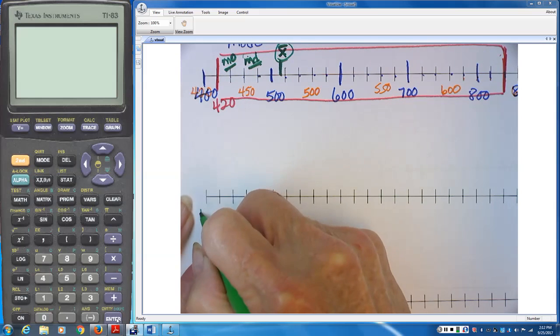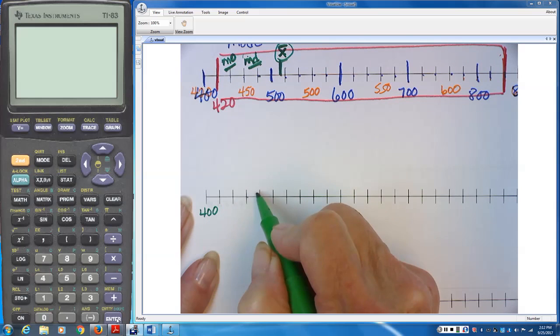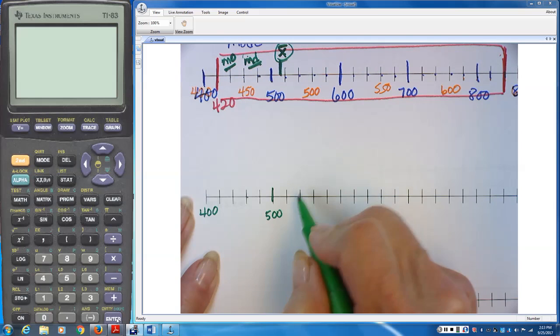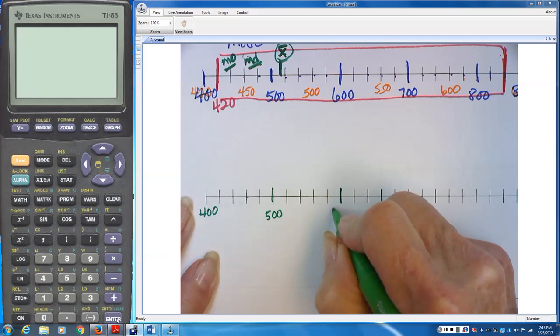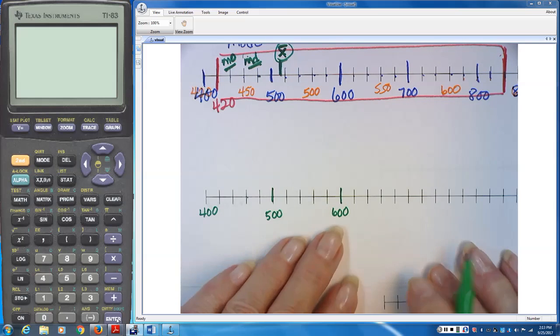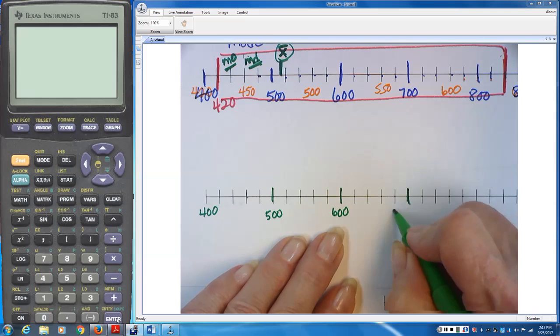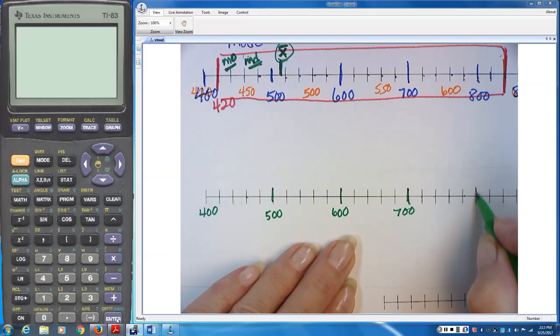I'm going to start at 400, 420, 440, 460, 480, 500, 520, 540, 560, 580, 600, 620, 640, 660, 680, 700, 720, 740, 760, 780, 800.